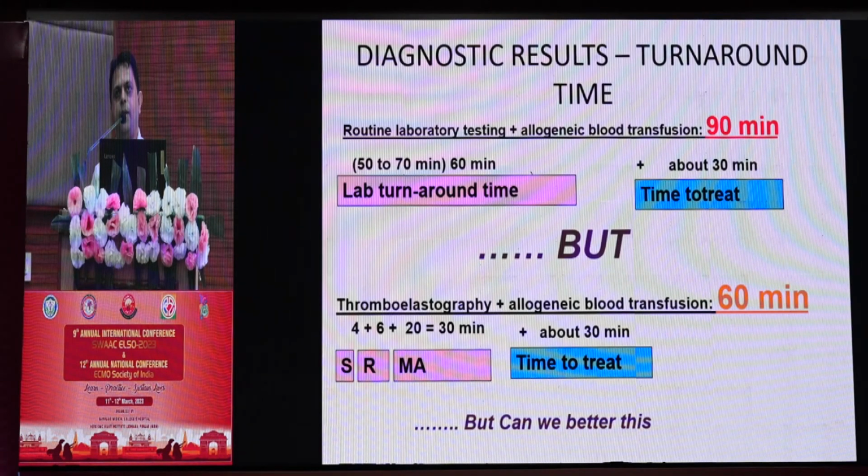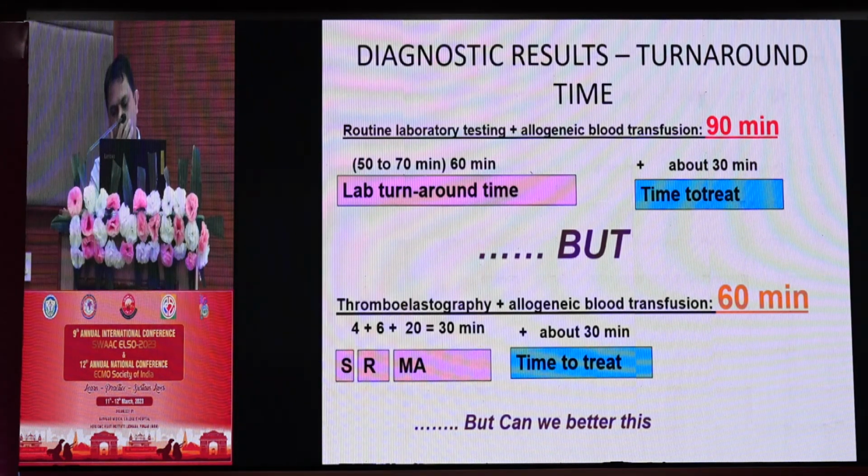Now imagine you have an ECMO circuit, along with that you throw in a CRRT machine, along with that you throw in plasmapheresis. So you're introducing more and more circuits, giving more and more products, and the conventional methods of diagnosing the coagulation parameters, like your bleeding time, your clotting time, your D-dimers, they just tell you a snapshot of the whole story. They don't give you the full picture.